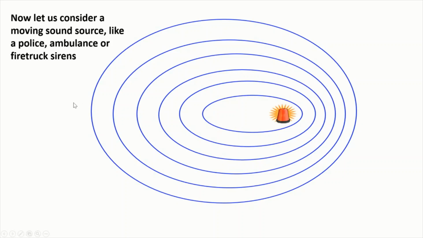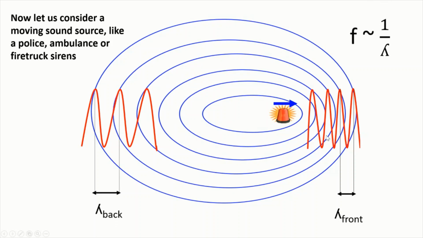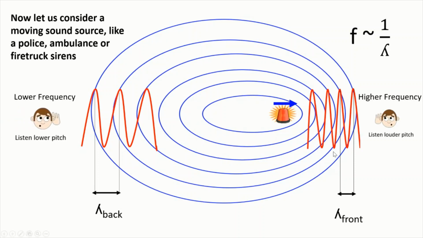Now let us consider a moving sound source, like a police, ambulance or fire truck siren. The front waves are closer than the back waves. We can see the wavelength at the front is smaller than the back. We know that for the same speed, frequency is inversely proportional to the wavelength. So the front waves have a higher frequency than the back waves, which have a lower frequency. So at the front, we're going to have a higher pitch, and at the back a lower pitch.